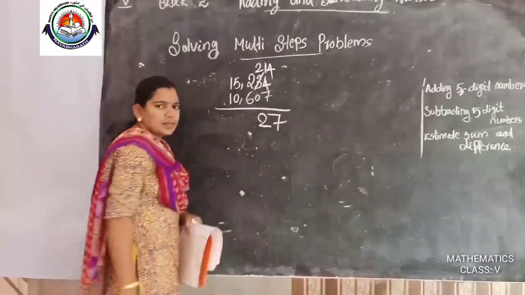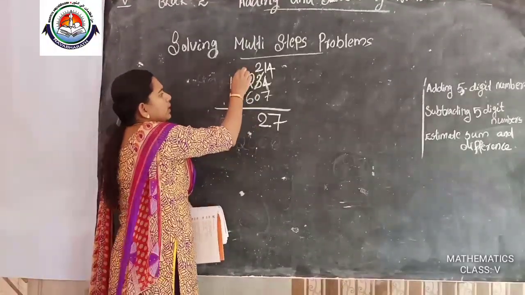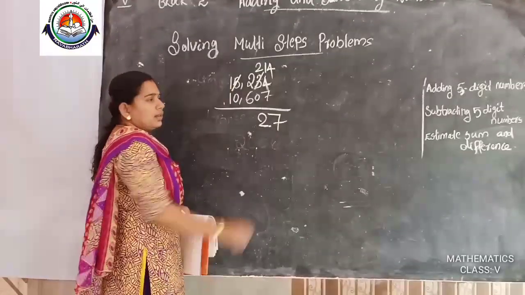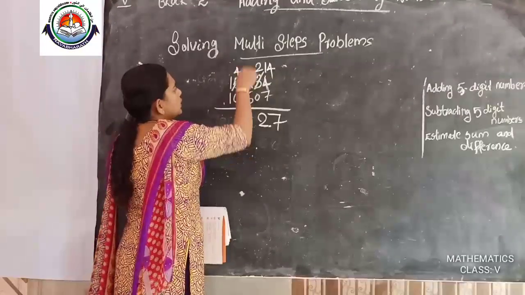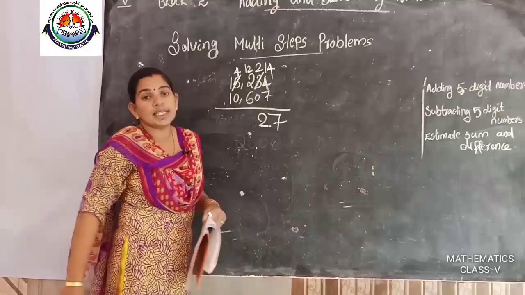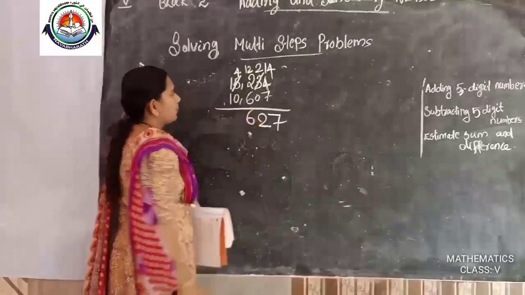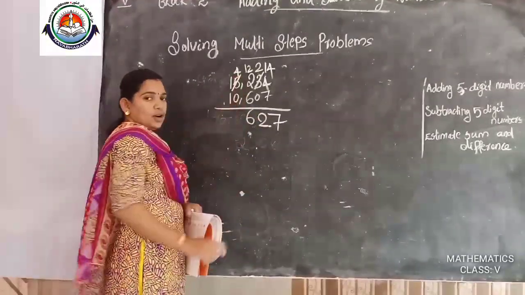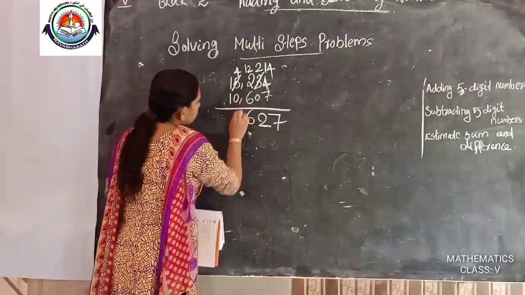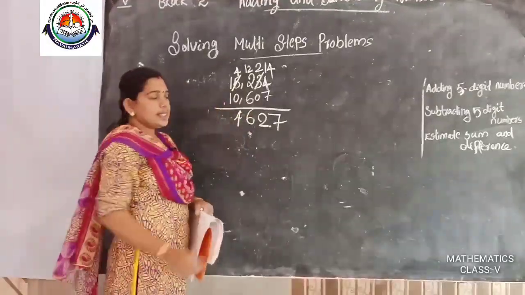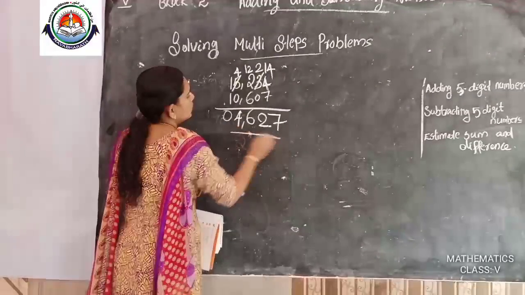Then 2 minus 6, is it possible? No, we want to take from here. Take 1 from the 5. This 5 becomes 4. This 2 becomes 12. 12 minus 6, 6. Then 4 minus 0, 4. 1 minus 1, 0.